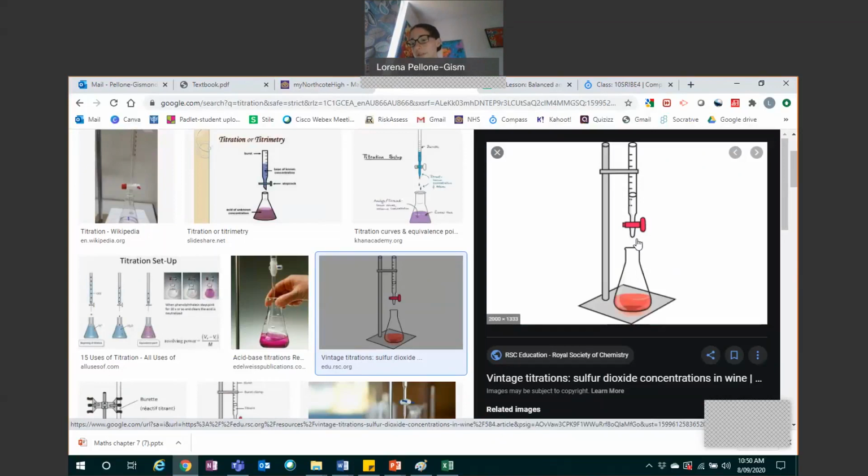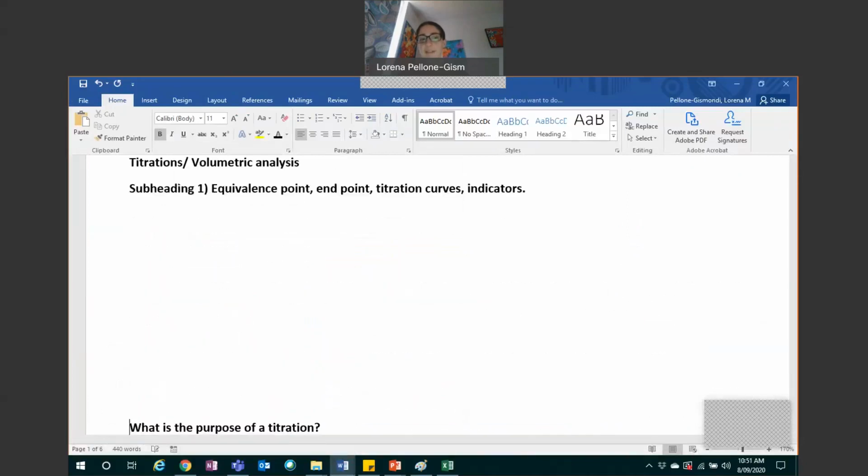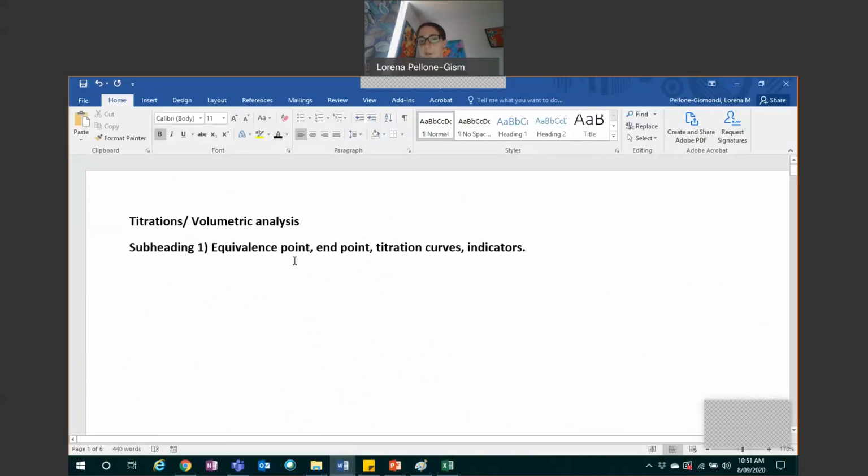So it works on this basic principle. I just want to give you an overview. I'd like you to write out the subheadings of equivalence point, endpoint, titration curves and indicators, because that's what we're going to go into today.